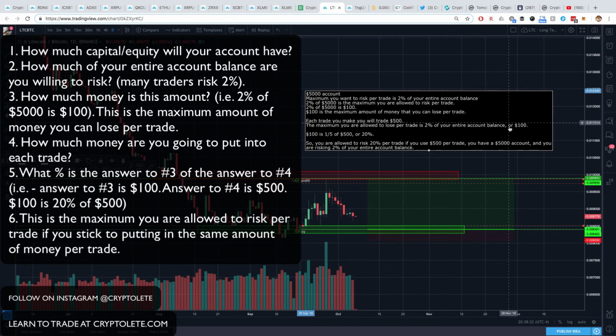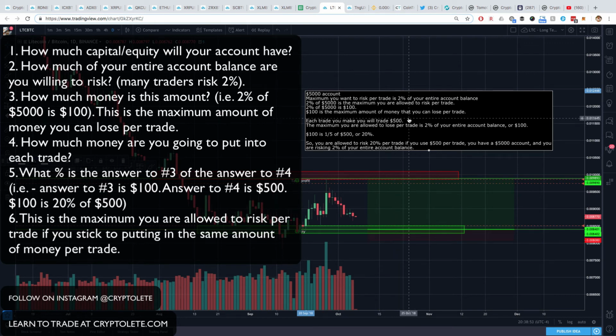Then you need to take whatever number this is, and figure out what percent it is of how much money you're actually putting in per trade. You need to figure out how much this is of that. So for instance, I'm putting in $500. $100 of $500 is 20%. $100 is 20% of $500. So you need to figure out what percentage this number is of the amount that you're actually trading.